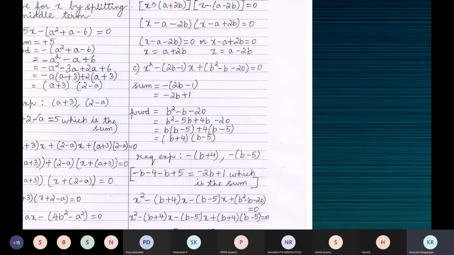Then I multiply the sign: minus a minus 2b, minus a plus 2b is equal to 0. Remember, we are solving for x, not for a or b. So this one is equal to 0, or this is equal to 0. So x is equal to a plus 2b, or x is equal to a minus 2b.